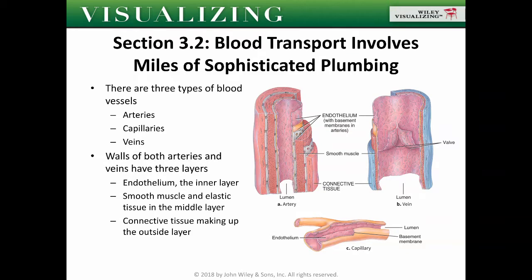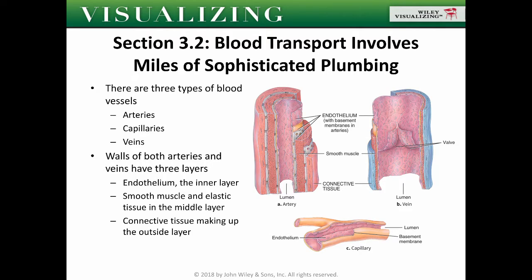In the third part of this lecture, let's discuss the sophisticated plumbing of our body, which are the arteries, the veins, and the capillaries. So we have three layers in veins and arteries. Just like the heart, you have the endothelium, a smooth muscle and elastic middle layer, and you have connective tissues making up the outside layer. This is for the veins and the arteries.